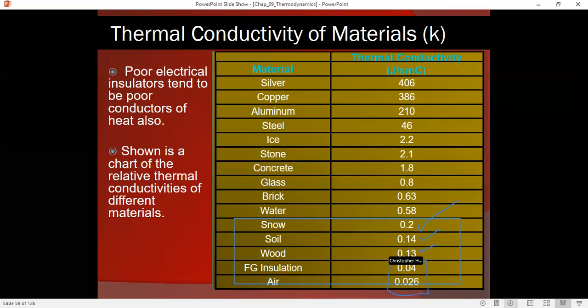Fiberglass insulation and air both have very low conductivities. In fact, fiberglass insulation is made mostly out of air and a little bit of fiberglass, and that's why it's comparable to air in terms of its thermal conductivity. The problem with air is we don't want to use air so much for insulation, because even though it's a bad thermal conductor, it's great at convection. Air will start moving and convect. So instead, we use fiberglass insulation.